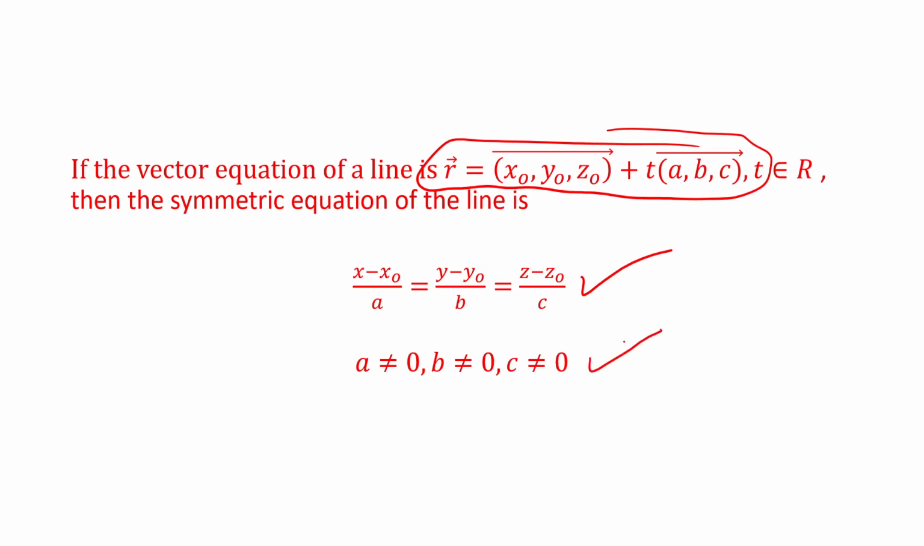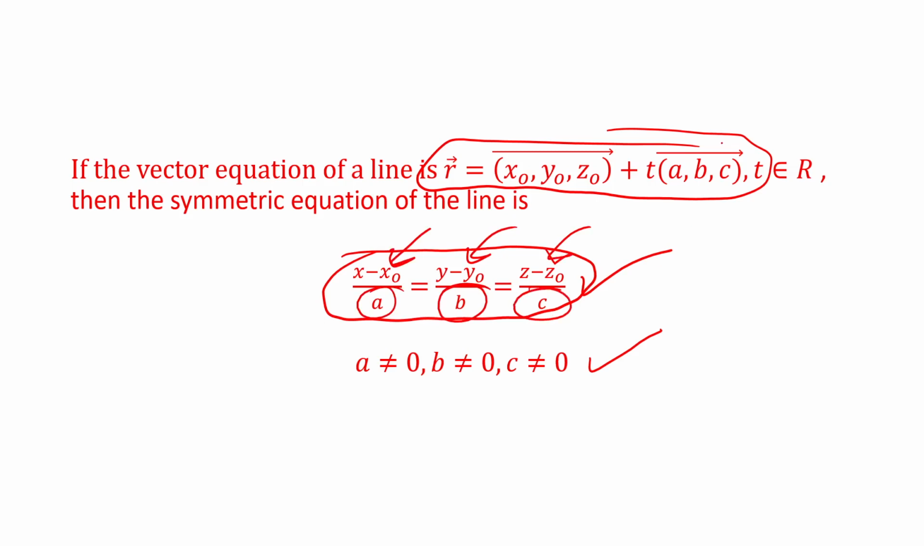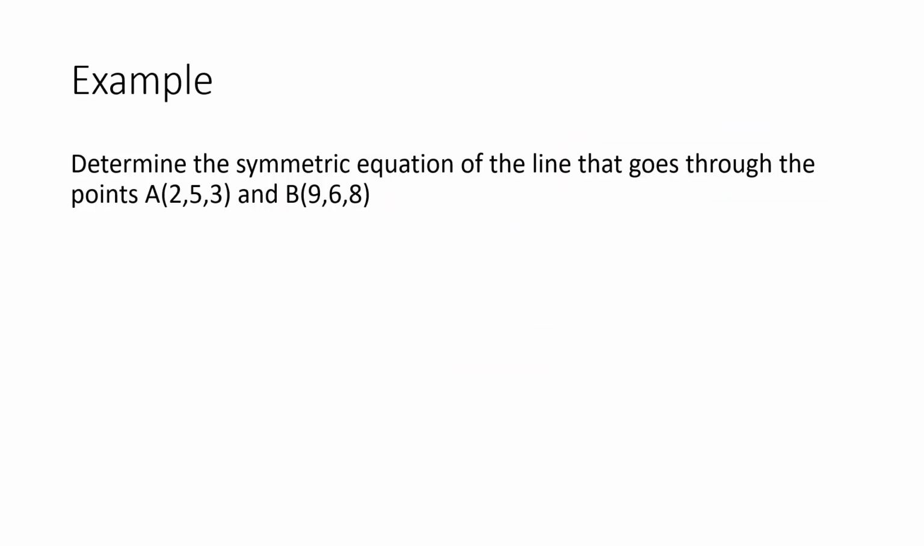Okay? Now, what's kind of neat about this, if you see an equation of a line written in symmetric form, right away you can say, okay, my position vector is x naught, y naught, z naught, and my direction vector is a, b, c, because you can just go back to that form. So that's pretty cool. So let's put this into use.